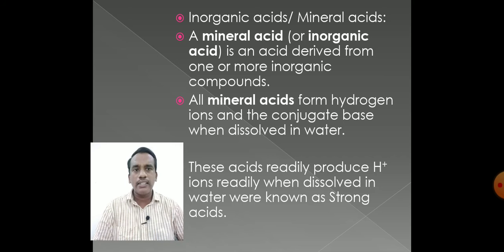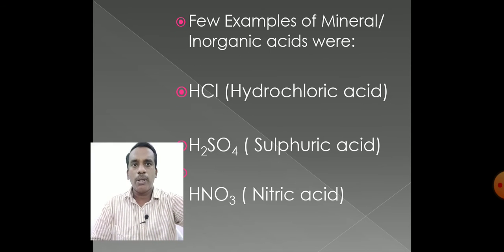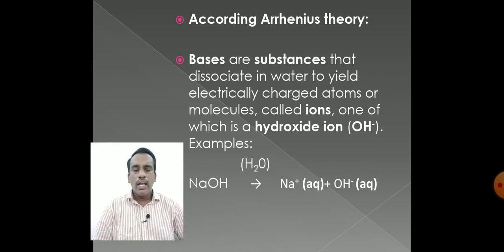Up to now we have discussed what is meant by an acid. The acid is the one that produces H plus ion. But what is meant by a base? Let us see. According to the Arrhenius theory, what is an acid? An acid is the one that produces H plus ion when dissolved in water.